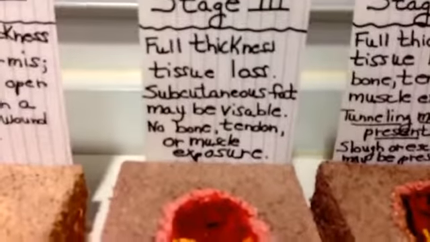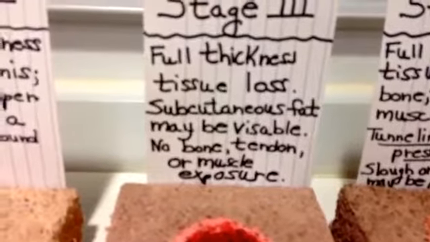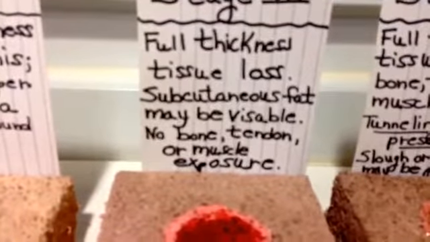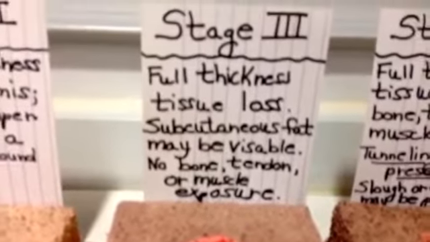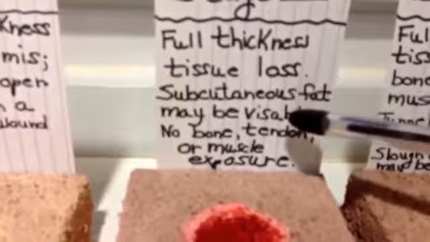Now, let's take a look at a stage 3 wound. In stage 3, we now have a full thickness tissue loss, including subcutaneous fat, which may be visible. But the key thing is, in stage 3, there is no bone, tendon, or muscle exposure. So let's take a look.